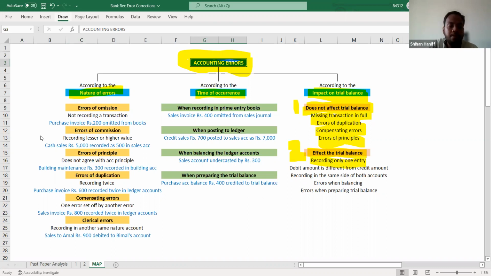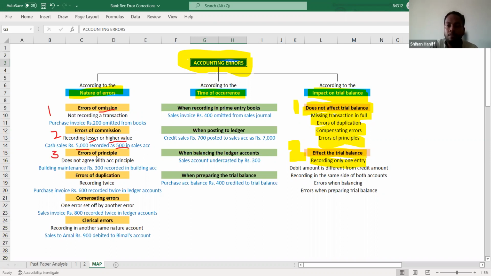Errors of omission, that means not recording the transaction. Purchase invoice 200 is omitted from the books, completely not recorded. Errors of omission. Number 2, errors of commission, recording lesser or higher value. 5,000 recorded as 500. Errors of commission. Number 3, errors of principle.